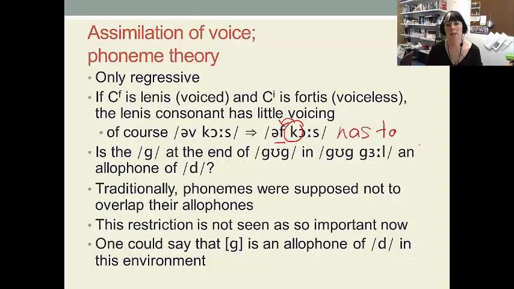Now we also get this in things like "has to". So we don't usually say "he has to do something", we usually say "he has to do something" with a voiceless fricative. Now one question here is the g at the end of "good girl", is it an allophone of D? Tricky one. Traditionally, phonemes were not supposed to overlap in their allophones, but this restriction isn't seen as quite so important now. So you could say that it was an allophone of D in this environment, but it would have to be recognised that this was happening because of connected speech processes.